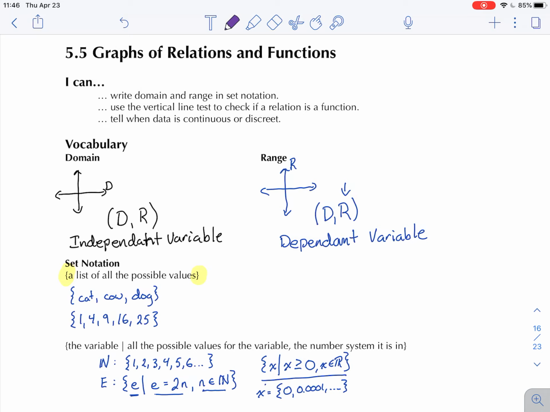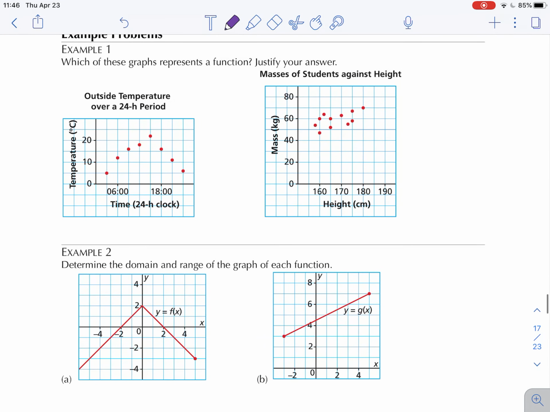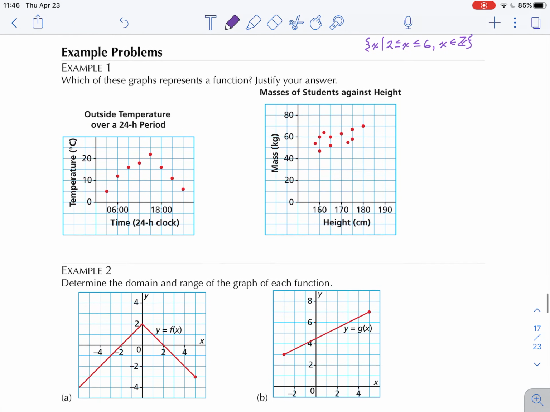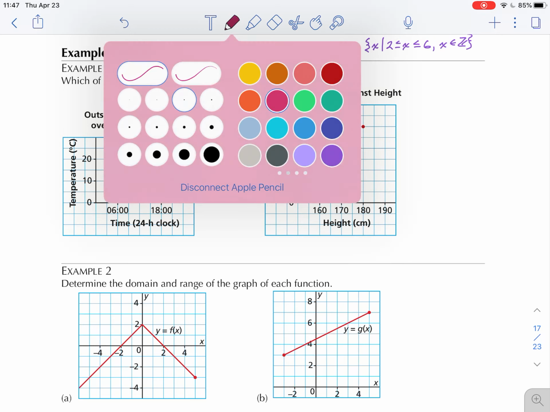Hello, this is Mr. Stein, and in this video we are going to look at the example problems for section 5.5, graphs of relations and functions. By the end of this lesson, you should be able to write the domain and range of a function in set notation, use the vertical line test to check if a relation is a function, and tell when data is continuous or discrete. All right, let's go to the example problems.